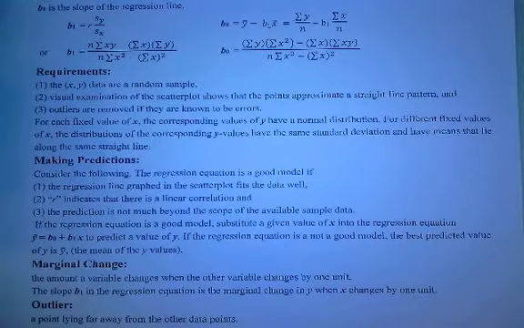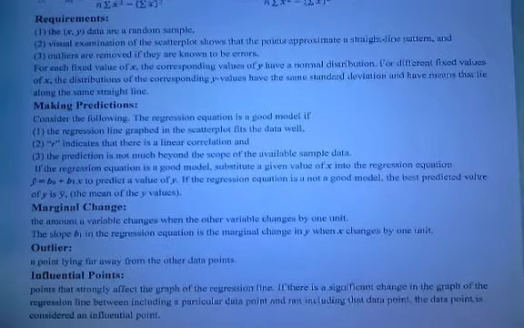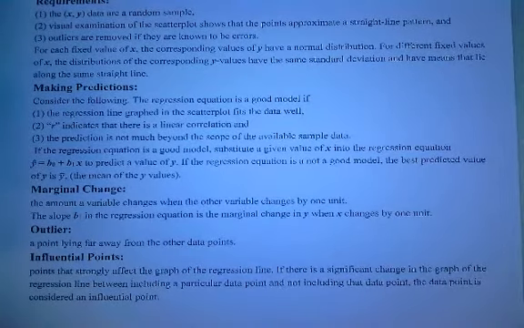Marginal change, that just means how much one variable changes with respect to the other one changing by 1 unit. Remember that the slope, b1, in the regression equation is the marginal change in y when x is changed by 1 unit. An outlier is a point that's far away from the other data points. And then influential points are points that strongly affect the graph of a regression line. If there is a significant change in the graph of the regression line between including a particular data point and not including it, the point is considered influential.